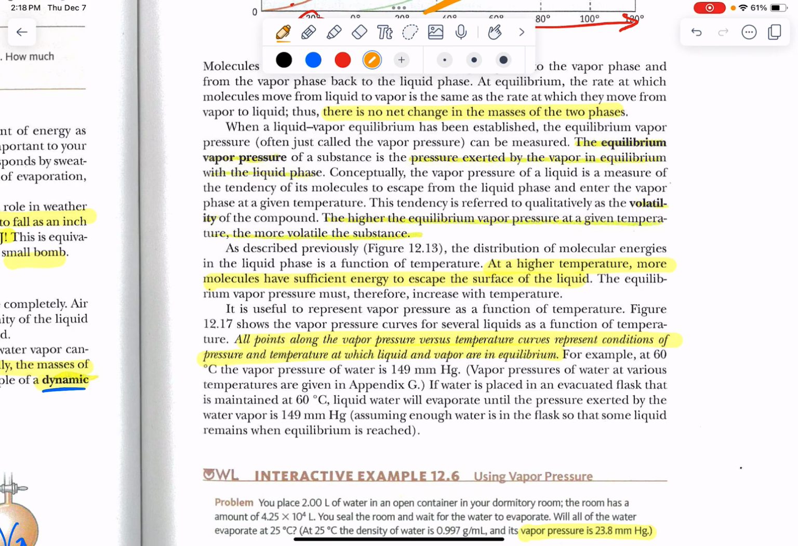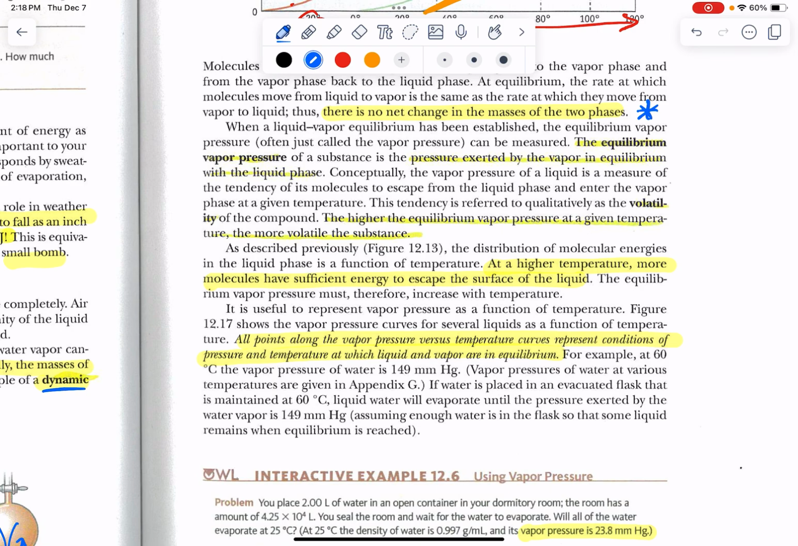Again, notice that there is no net change in the masses of the two phases. And again, remember, we're not saying that the mass of the liquid equals the mass of the gas. What we're saying is that at equilibrium, even though molecules are going from liquid to gas and gas to liquid, the mass of the gas doesn't change, and whatever the mass of the liquid is, it doesn't change either.